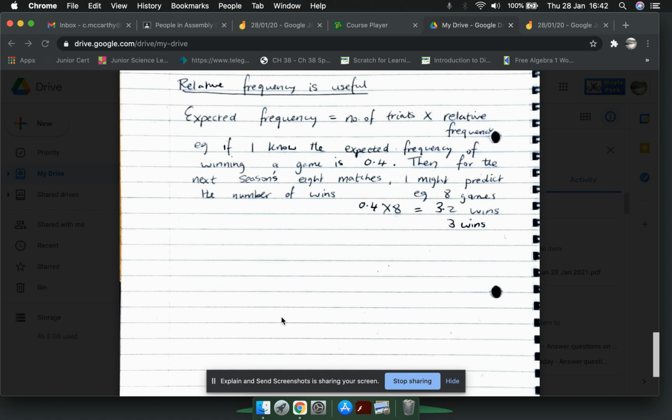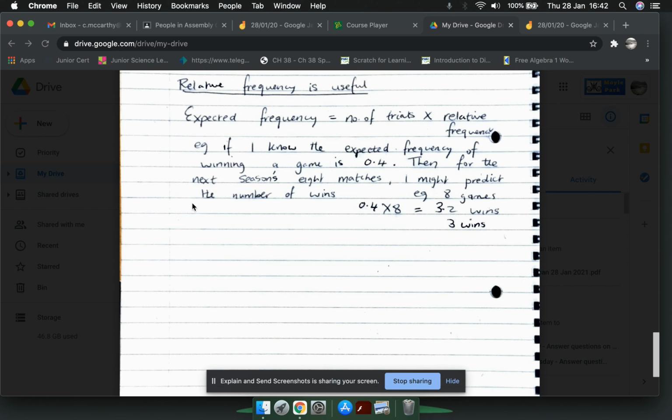The final thing I wanted to talk about, which we're going to encounter in a few questions, is what we call the expected frequency. If I know the experimental frequency, or the relative frequency, I can multiply that by the number of trials to figure out what the expected frequency is going to be.